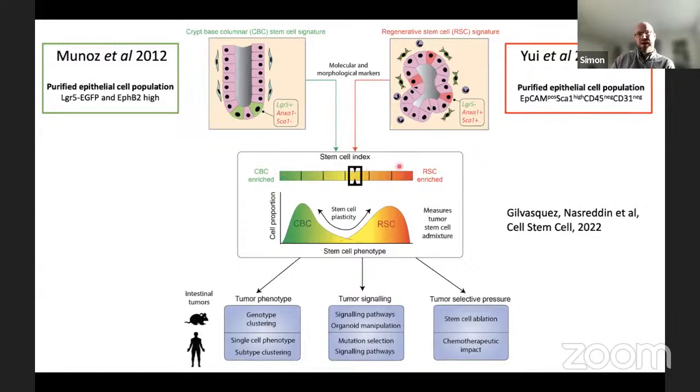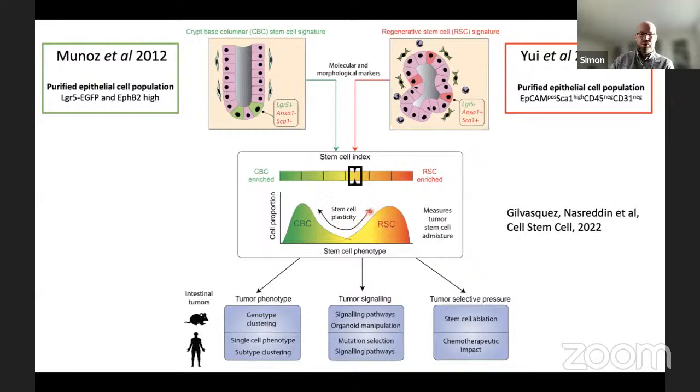We then defined what we call the stem cell index, to look at the admixture of these different gene signatures within tumors, as a surrogate of the admixture of stem cells within a tumor population. Within any tumor, you might have a batch of crypt-based columnar cells and a batch of regenerative stem cells.